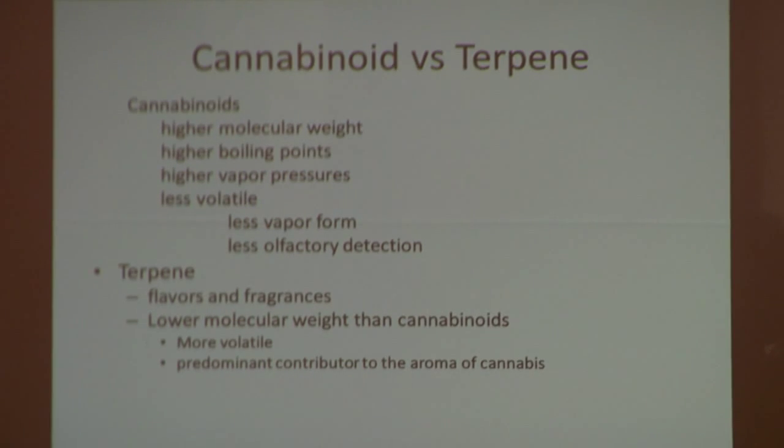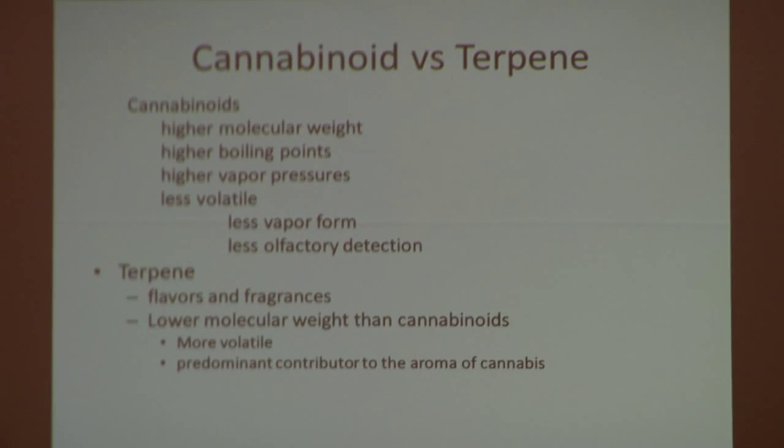Let's compare cannabinoids versus terpenes for just a second. The cannabinoids are higher in molecular weight, higher boiling point, higher vapor pressures. They're less volatile. They form less vapor, and therefore they have less olfactory detection. Basically, it means you can't smell them. Okay, but cannabis does have a very distinctive odor to it, and it's mostly due to the terpenes. Terpenes are often used in flavors and fragrances. They have lower molecular weight than the cannabinoids. They're more volatile, and they contribute to the smell of cannabis.